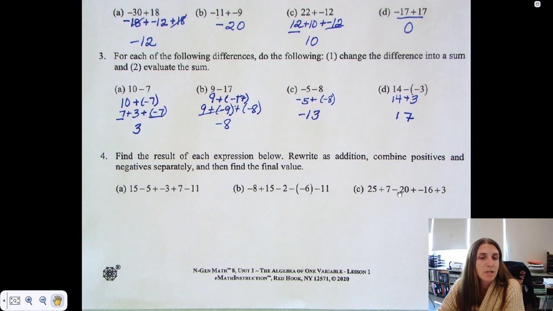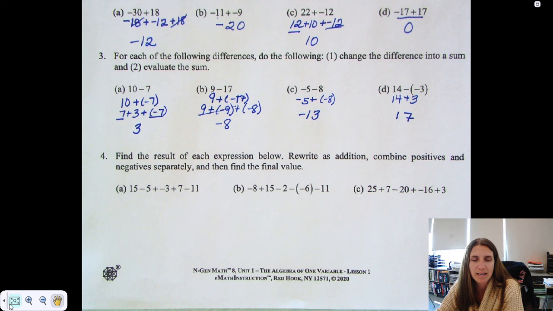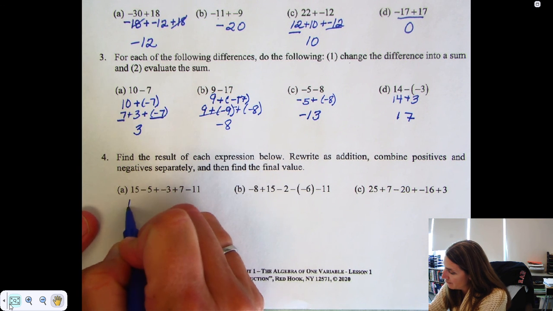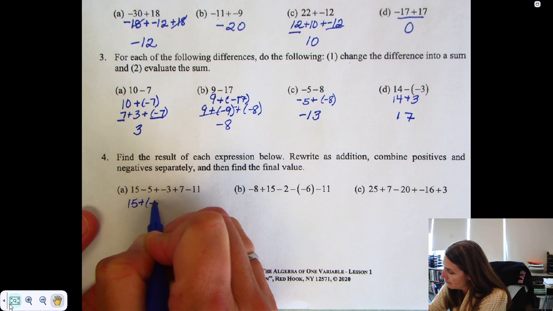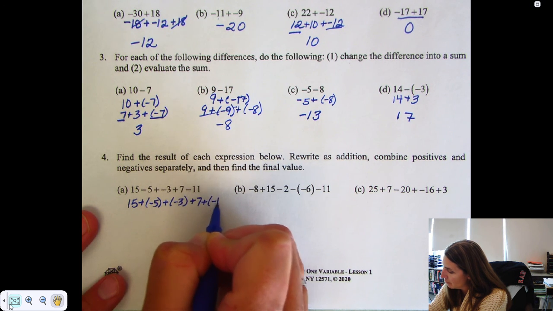Number 4, we definitely have some more complicated problems. So why don't we try A together, where we write it as addition, we combine the positives and negatives separately, and then we find the final value. Let's do that. Pause your video and see if you can try to set up the rewrite as addition. Okay, the rewrite as addition is 15 plus -5 plus -3 plus 7 plus -11.